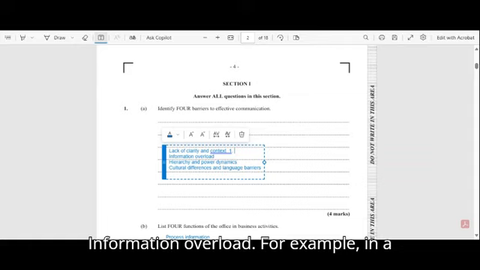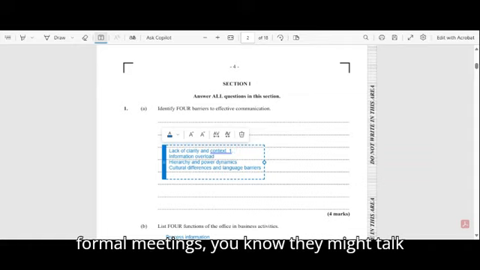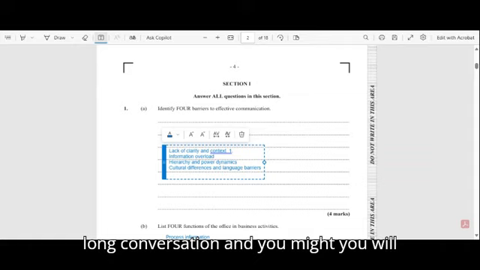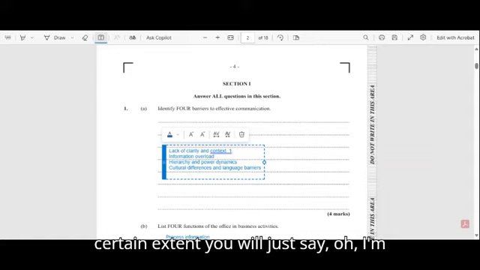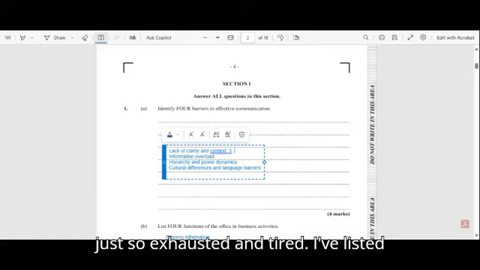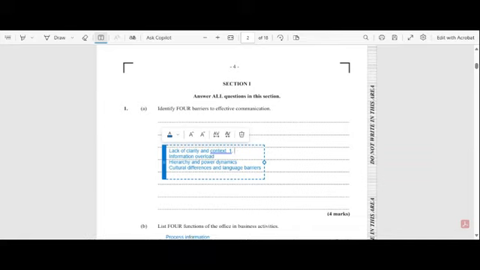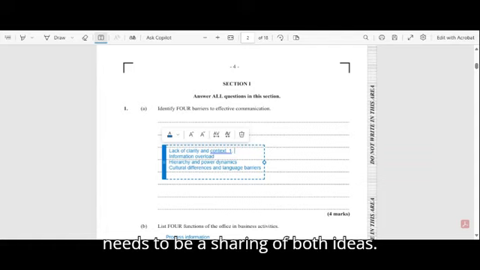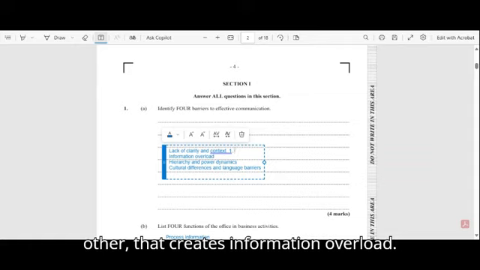Information overload. For example, in a lot of these very formal meetings, they might talk on and on, a very long conversation, and you will try to listen, but to a certain extent you will just say, oh, I'm so exhausted, I'm tired, I've listened to enough of this. Information overload is another barrier, because to make a conversation relevant, there needs to be a sharing of both ideas, and if one party is sharing more than the other, that creates information overload.